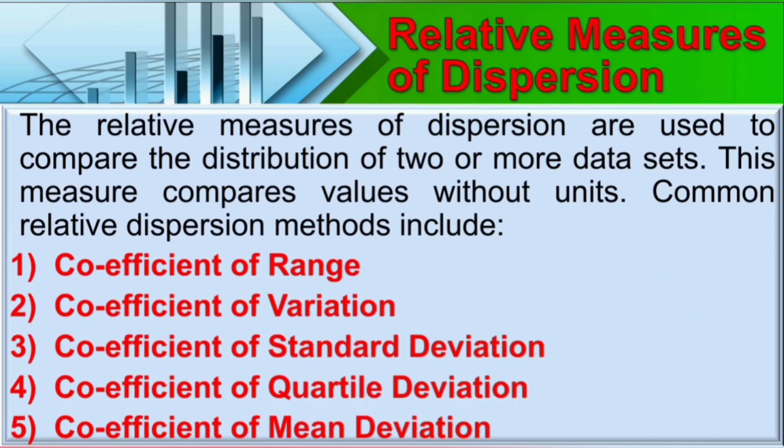Relative measures of dispersion. The relative measures of dispersion are used to compare the distribution of two or more data sets. This measure compares values without units. Common relative dispersion methods include number 1, coefficient of range, number 2, coefficient of variation, number 3, coefficient of standard deviation, number 4, coefficient of quartile deviation, and number 5, coefficient of mean deviation.